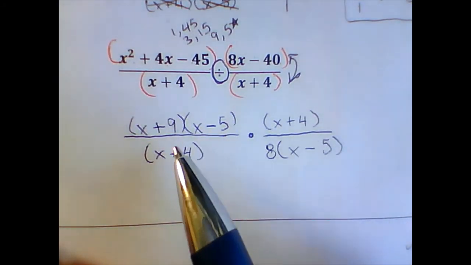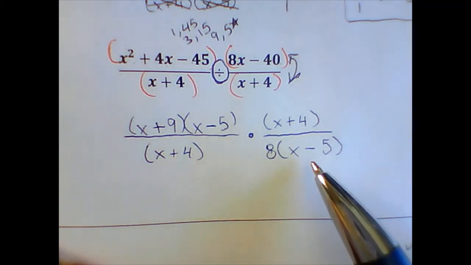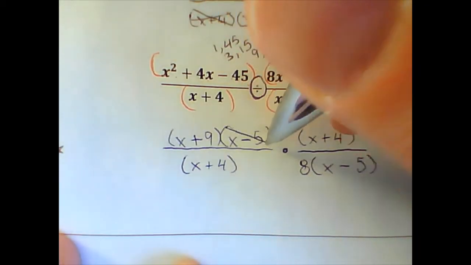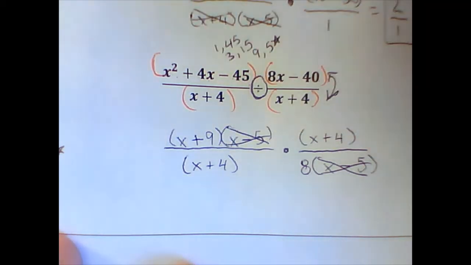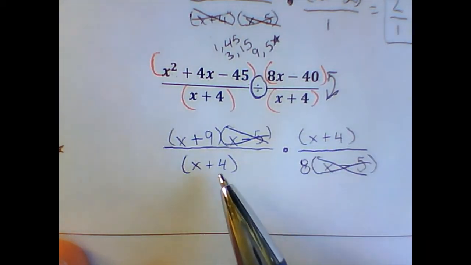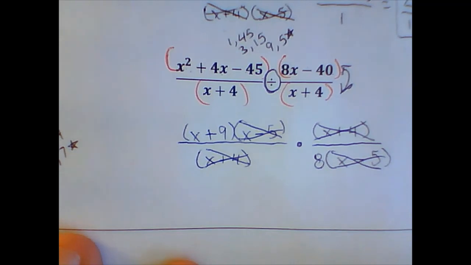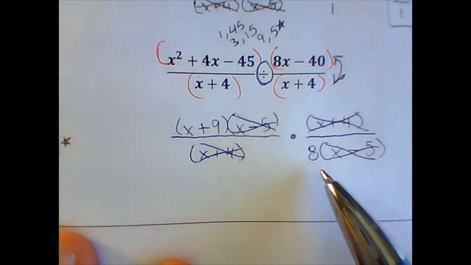All right, now with the multiplication, we are ready to cancel. So there's some x minus 5. So remember, you can only cancel top to bottom. You can't cancel top, top, or bottom, bottom. It's different levels cancel. The x plus 4s also cancel. I don't see anything else that could possibly cancel. So it looks like we're done.